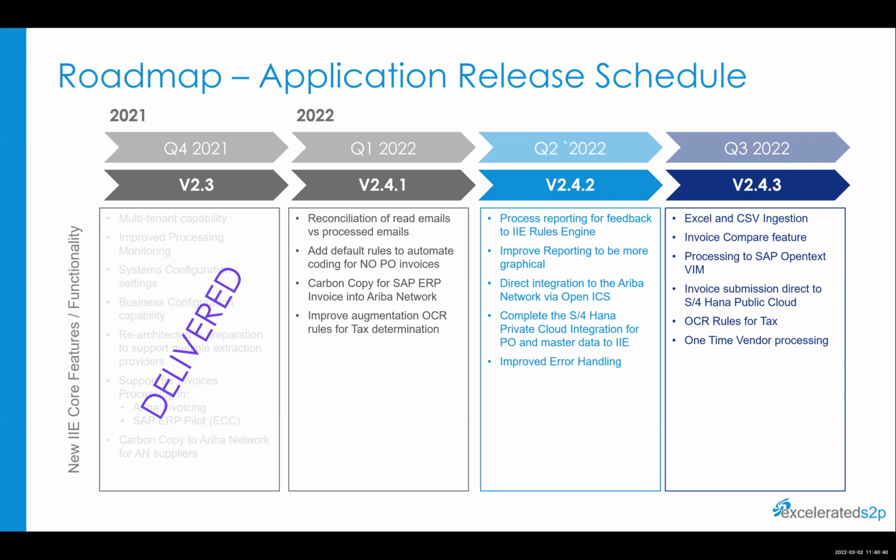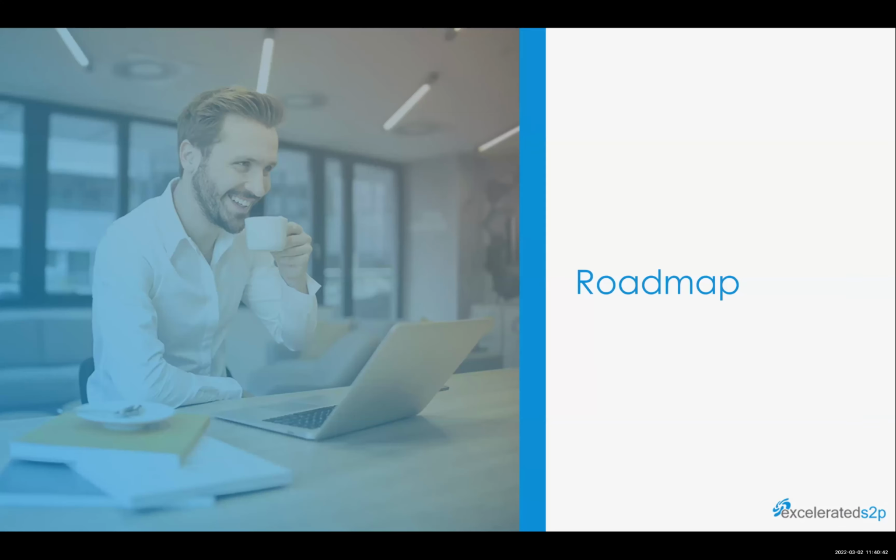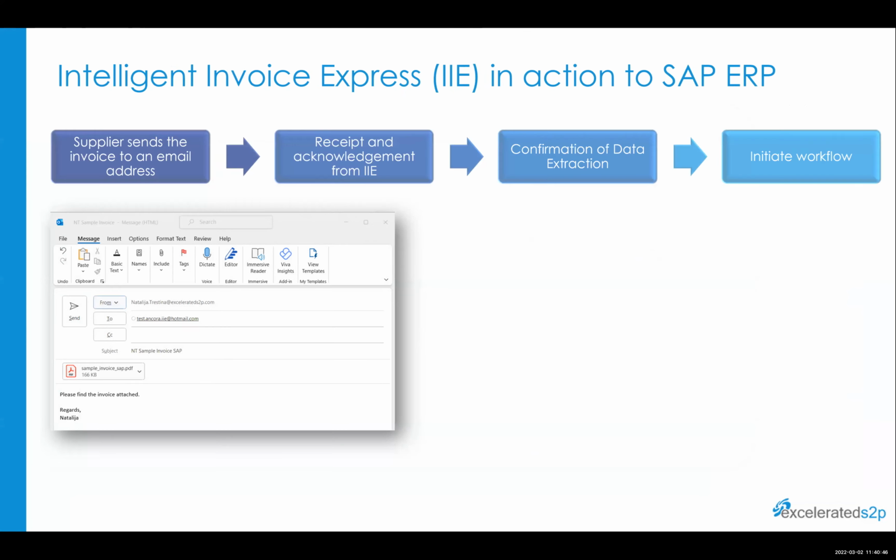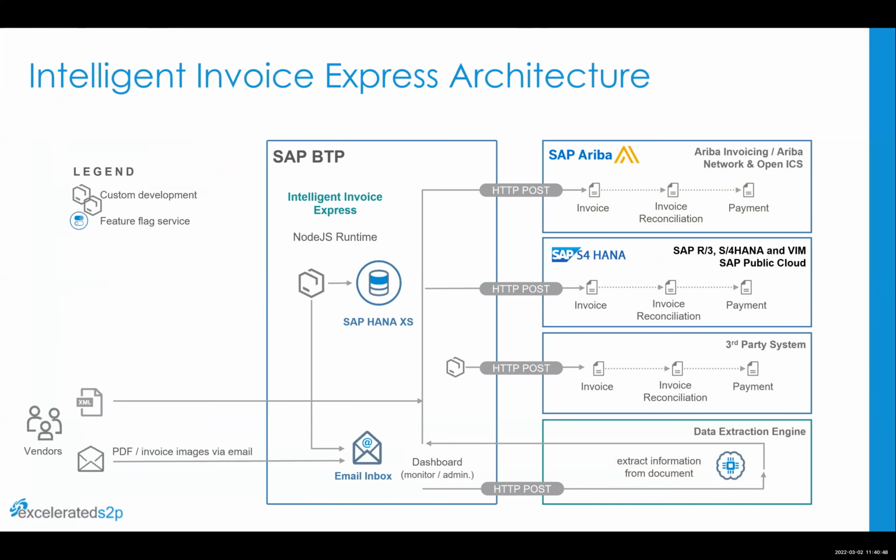Okay, IIE, let me use this as going back to this. So BTP is a platform. SAP have given us a platform where we can do lots of wonderful, weird, clever things. And on this platform, business technology platform, we've built an application called Intelligent Invoice Express.